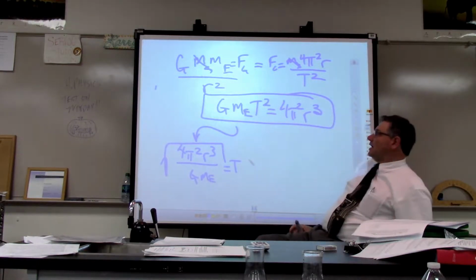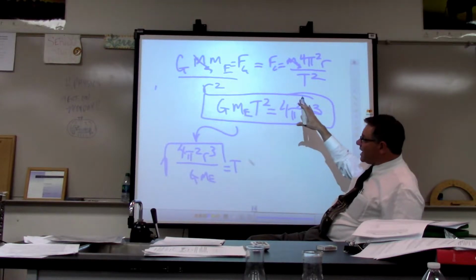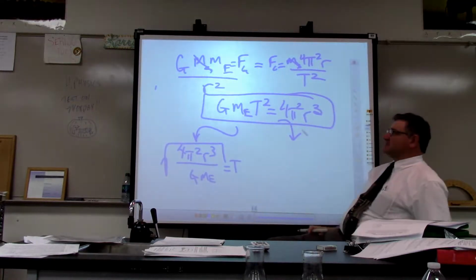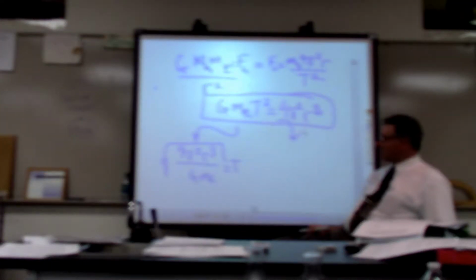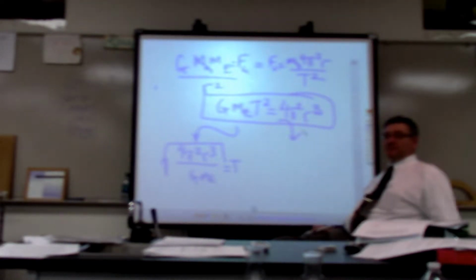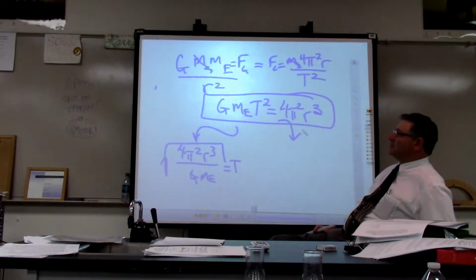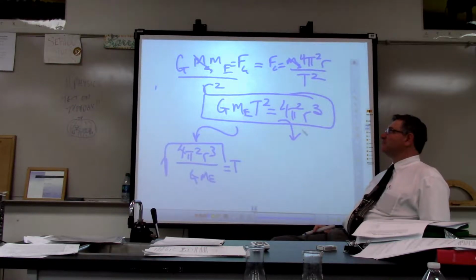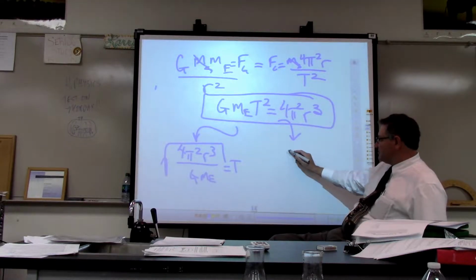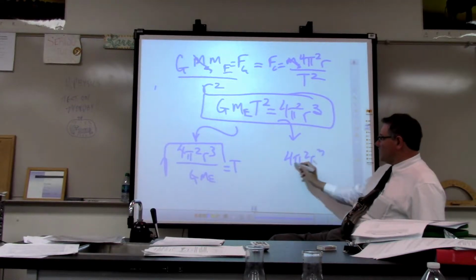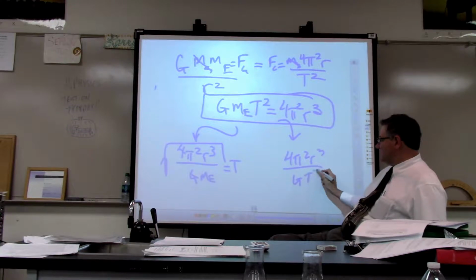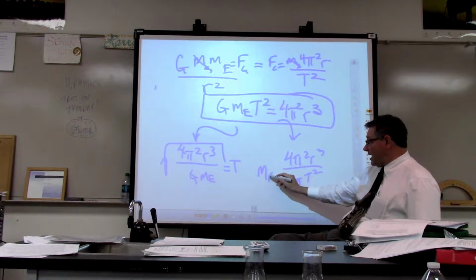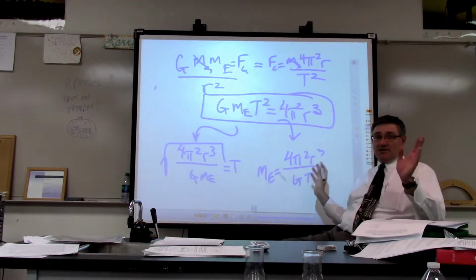Now, what if I want to solve this equation for mass? If you want to solve it for the mass of the Earth, or whatever you're orbiting, you would divide by the gravitational constant, big G, and then also by t squared. So this would be 4 pi squared r cubed over big G t squared. Do I need to do anything with that? No, that's just it.